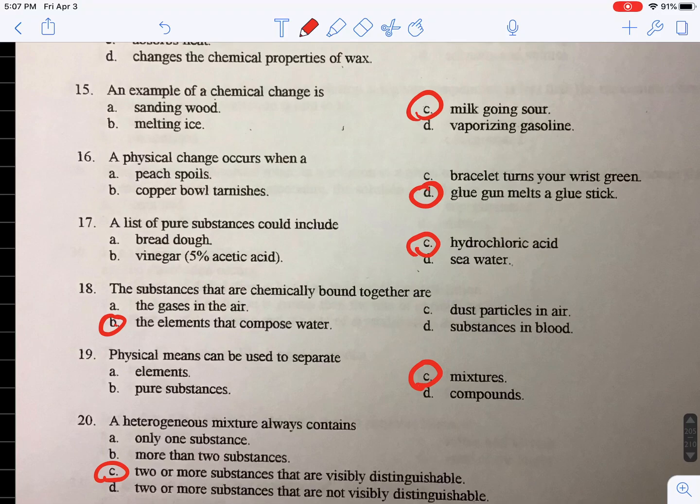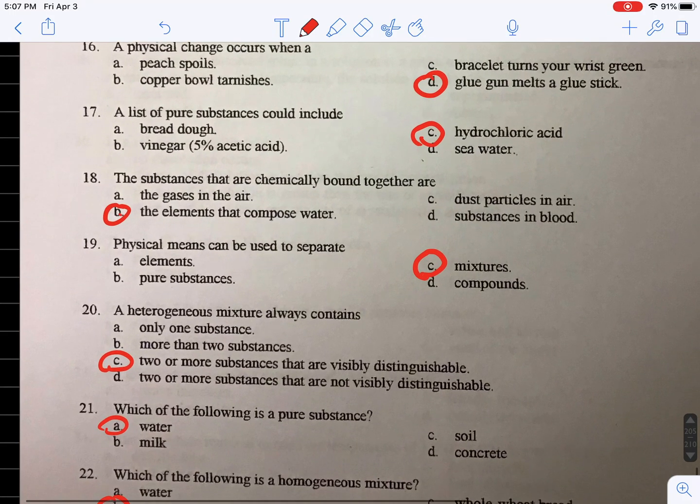16, physical change occurs when a glue gun melts a glue stick. You're taking heat and you're changing the glue from a solid to a liquid. Number 17, a list of pure substances. That has to be some sort of chemical substance. So hydrochloric acid would be the only chemical substance there. Now, the vinegar is actually acetic acid, but vinegar at a store is acetic acid mixed with 95% water. So it's a homogeneous mixture. So some people answered B, but that was incorrect.